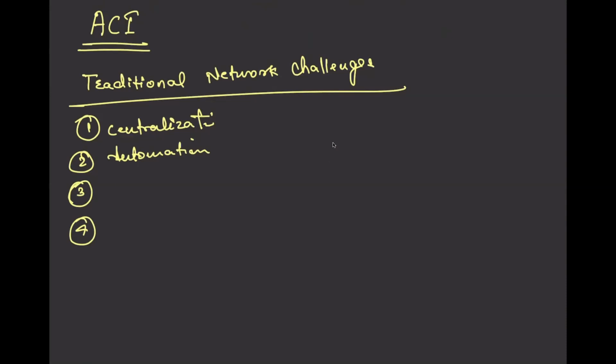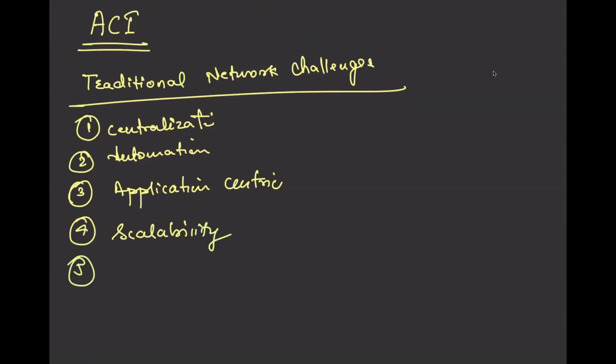There is no application-centric management available in the traditional one. Which one? Application-centric management, we cannot do it. Application-centric. Okay, what else? I think scalability is an issue in traditional networking. I have a point, but it died out. GUI.